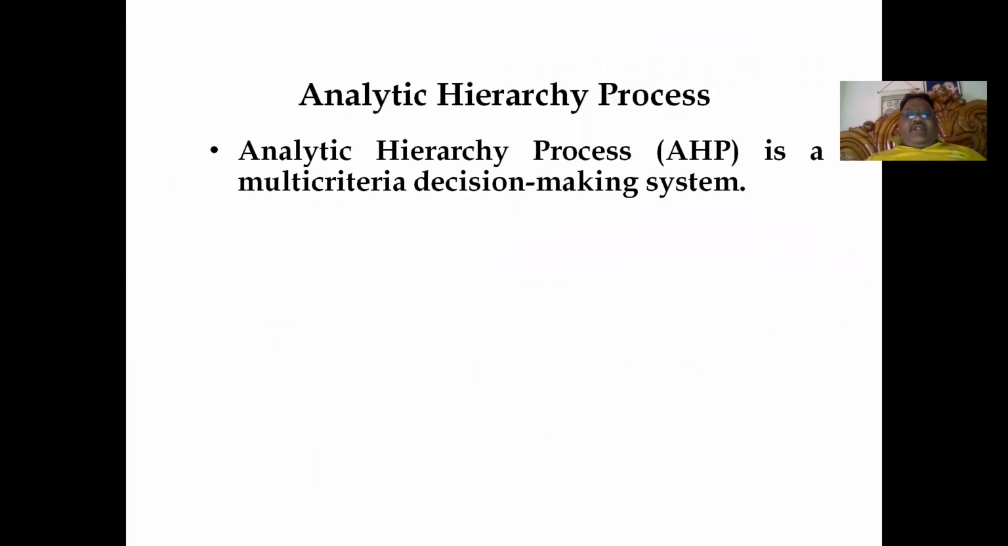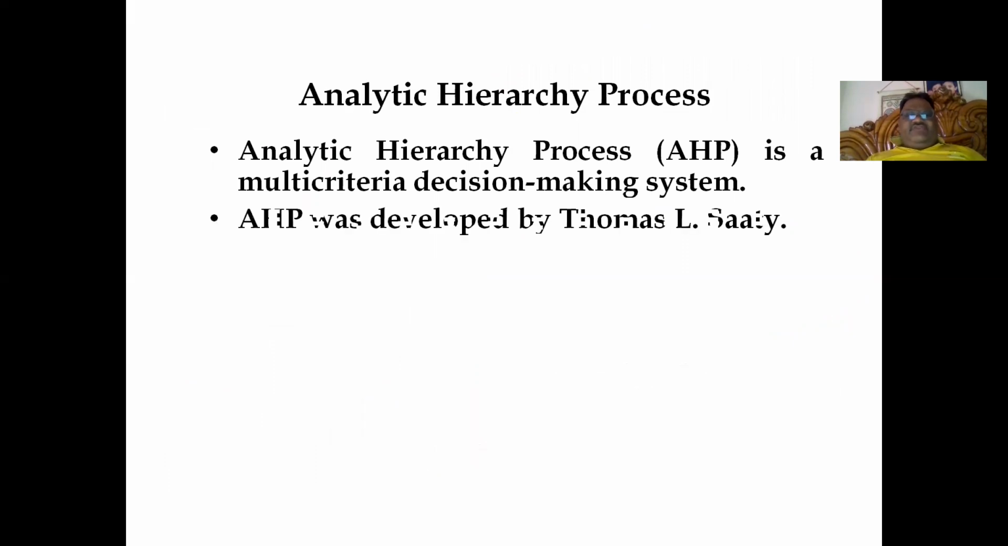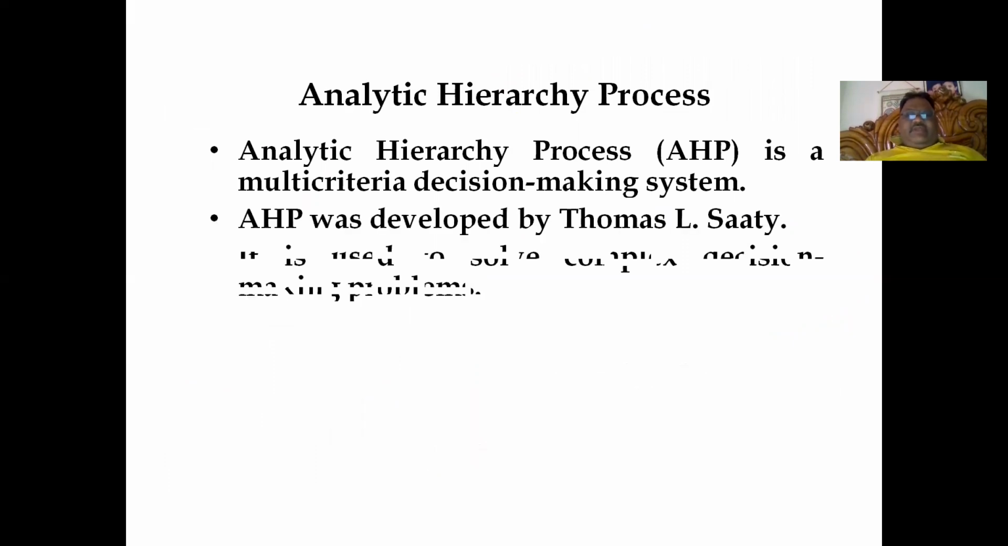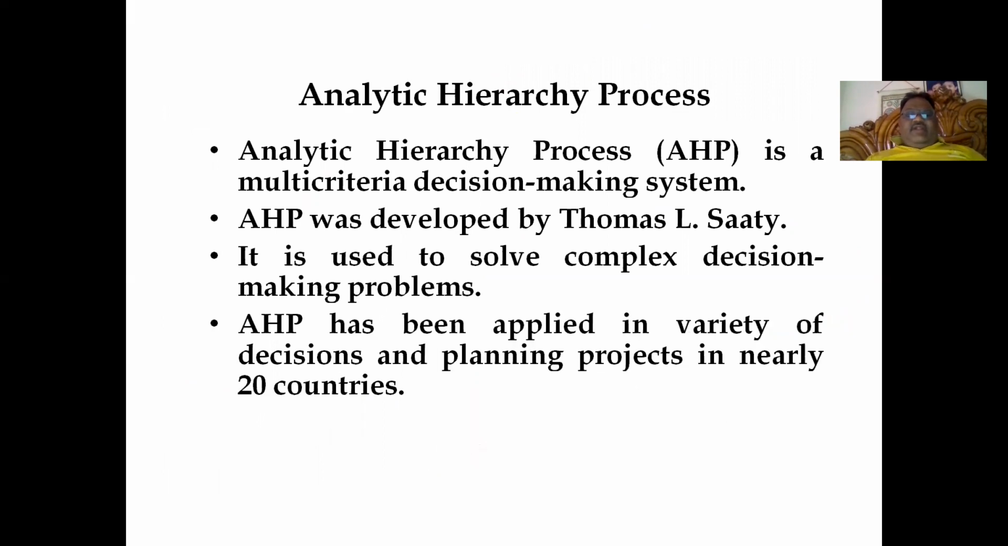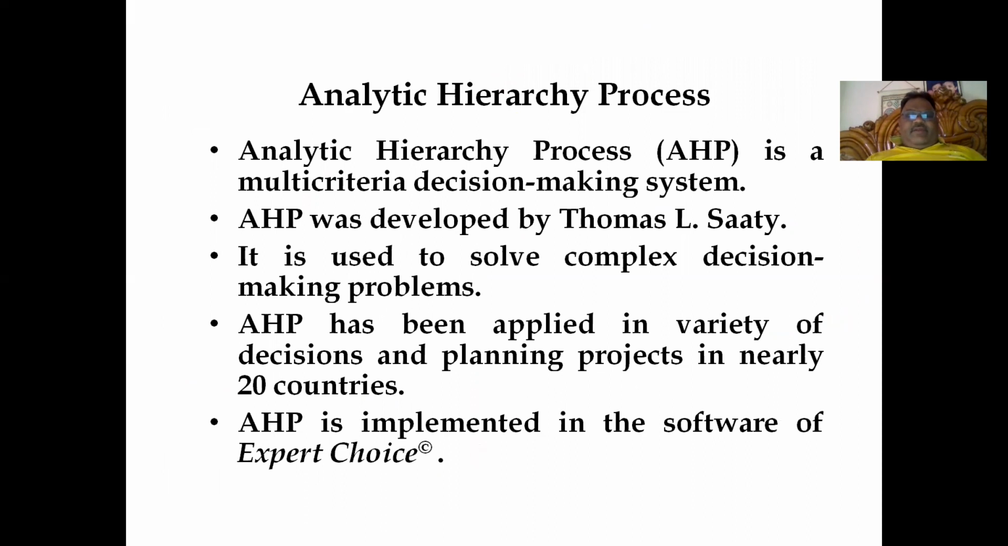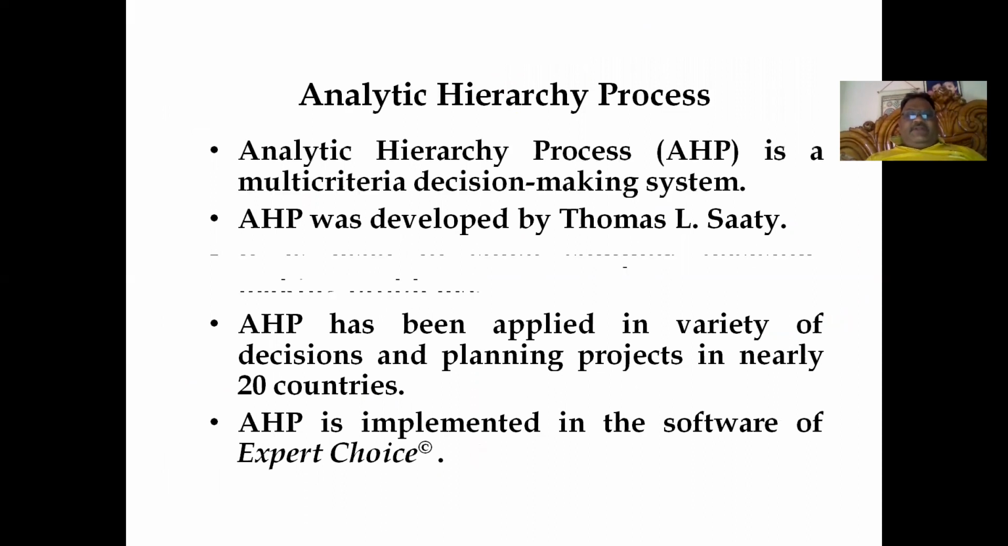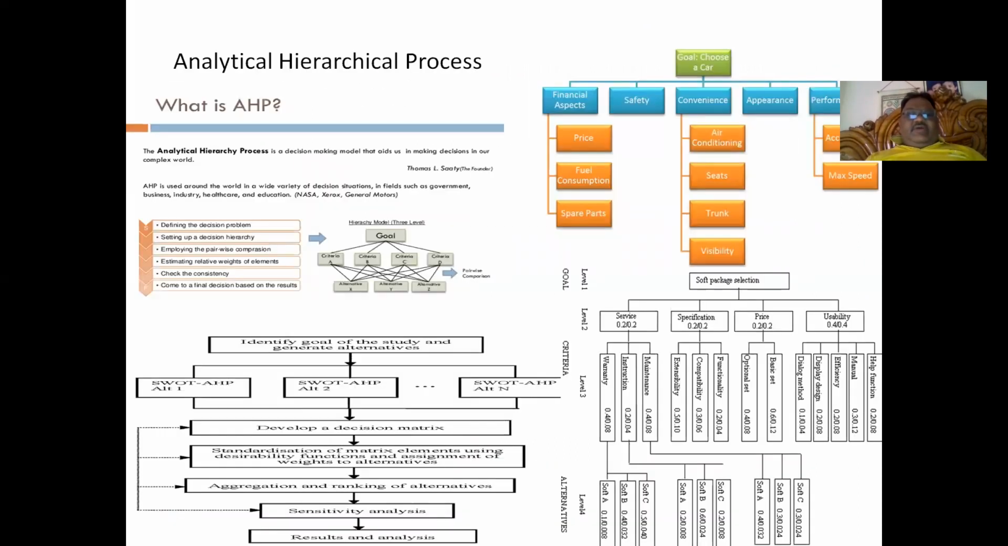Then we will discuss the analytical hierarchy process, which is a multi-criteria decision-making system developed by Thomas Saaty. It is used to solve complex decision-making problems, and it is applied in various problems. There is also software called Expert Choice, and this is the AHP we are going to use. It means prioritizing our strategy and sub-strategy.